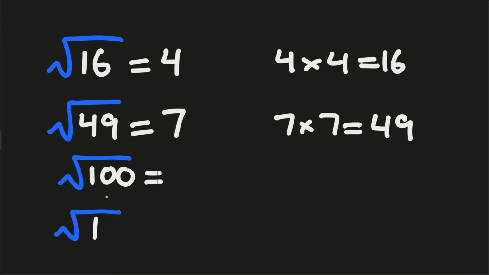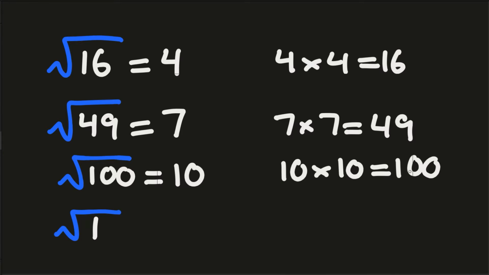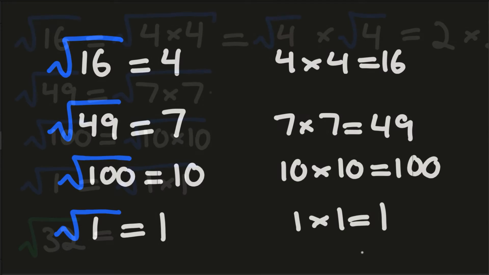What two numbers when multiplied by each other give us 100? This would be 10, because 10 times 10 equals 100. Finally, what two numbers when multiplied by each other give us 1? This would be 1, because 1 times 1 equals 1.